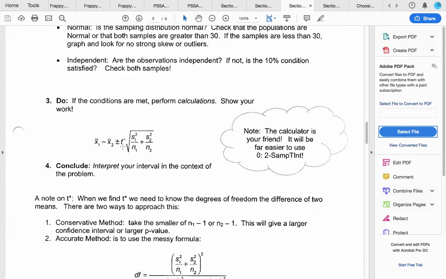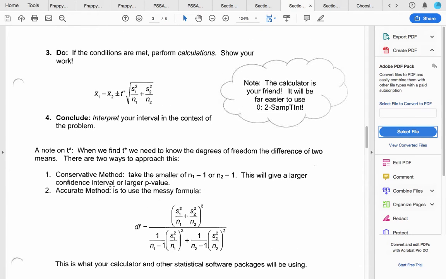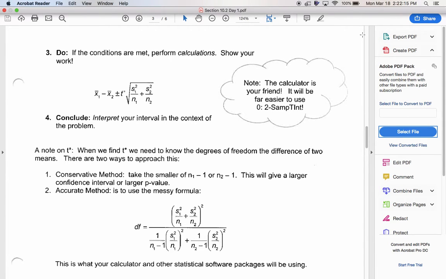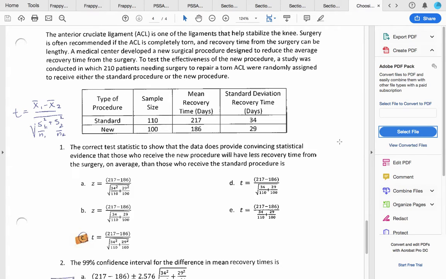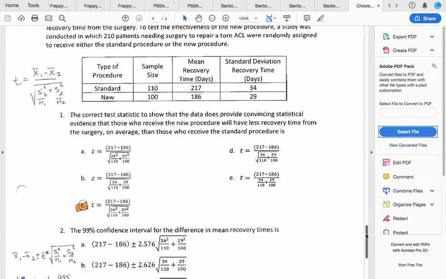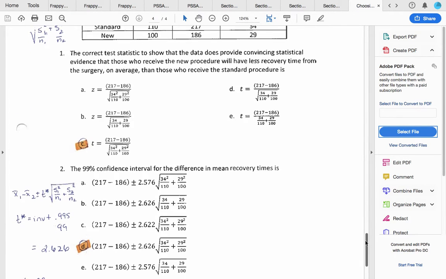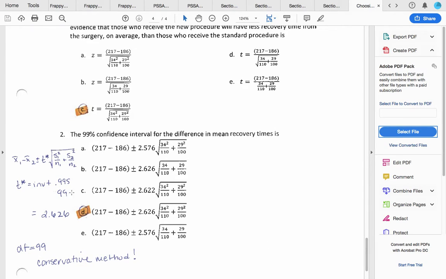All right, here's the problem. This little problem here is the t star. If you remember from the notes, we have two methods here. We have a conservative method, or we have an accurate method. The calculator is using that accurate method. When you see a problem like this on the test or on the AP test, there's no way I'm using that accurate method when I do that confidence interval. I'll do the confidence interval one first. I'm using the conservative method.